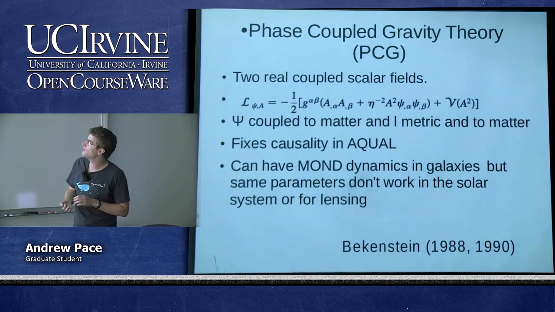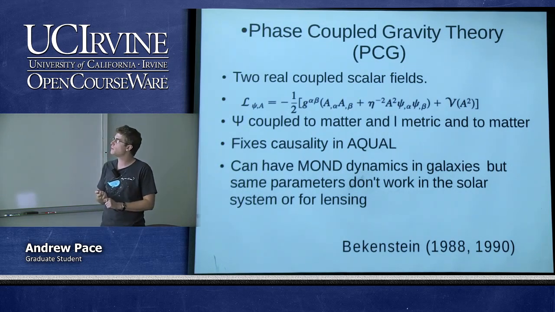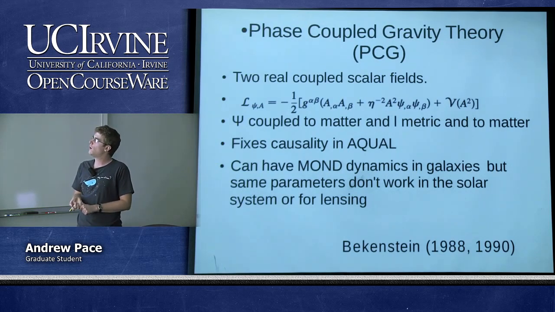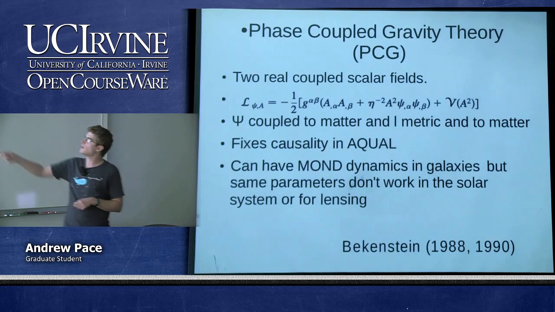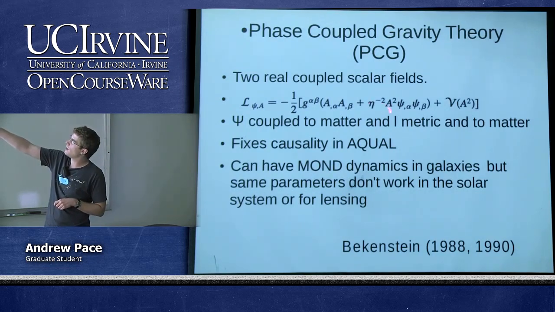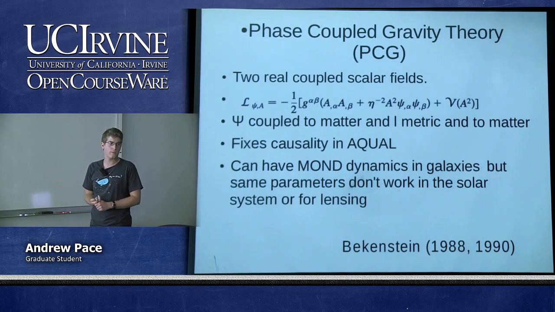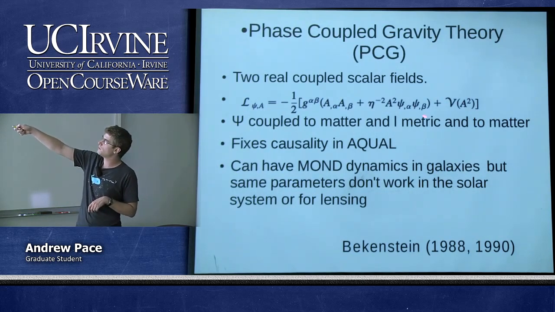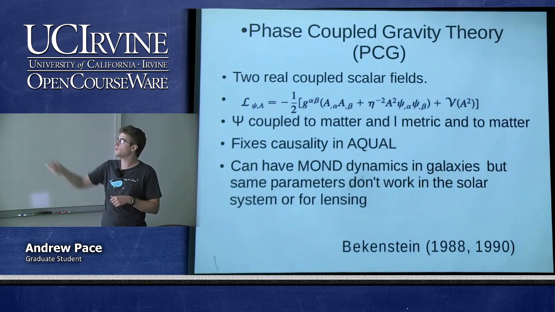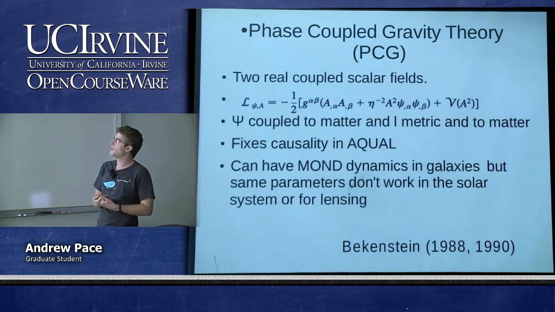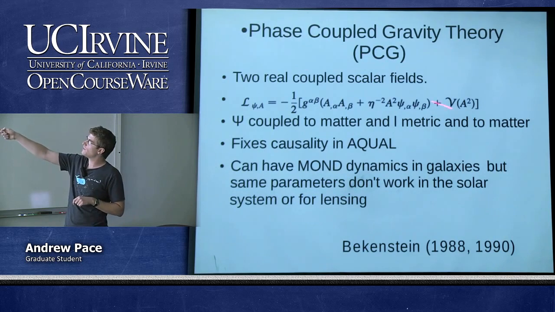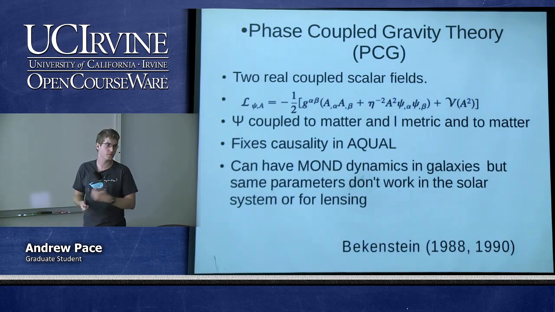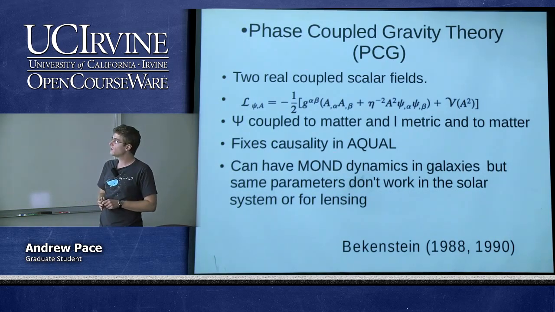But your phi is coupled to the matter and it's coupled to the metric, whereas this A here is just coupled to your phi scalar, and it becomes non-dynamical. This eta here is some small parameter, and because of that, this term dominates over this one in the theories. Or this term is usually negligible, so it's ignored. And the main motivation for this is it fixes the causality in the previous theory that I wrote down.